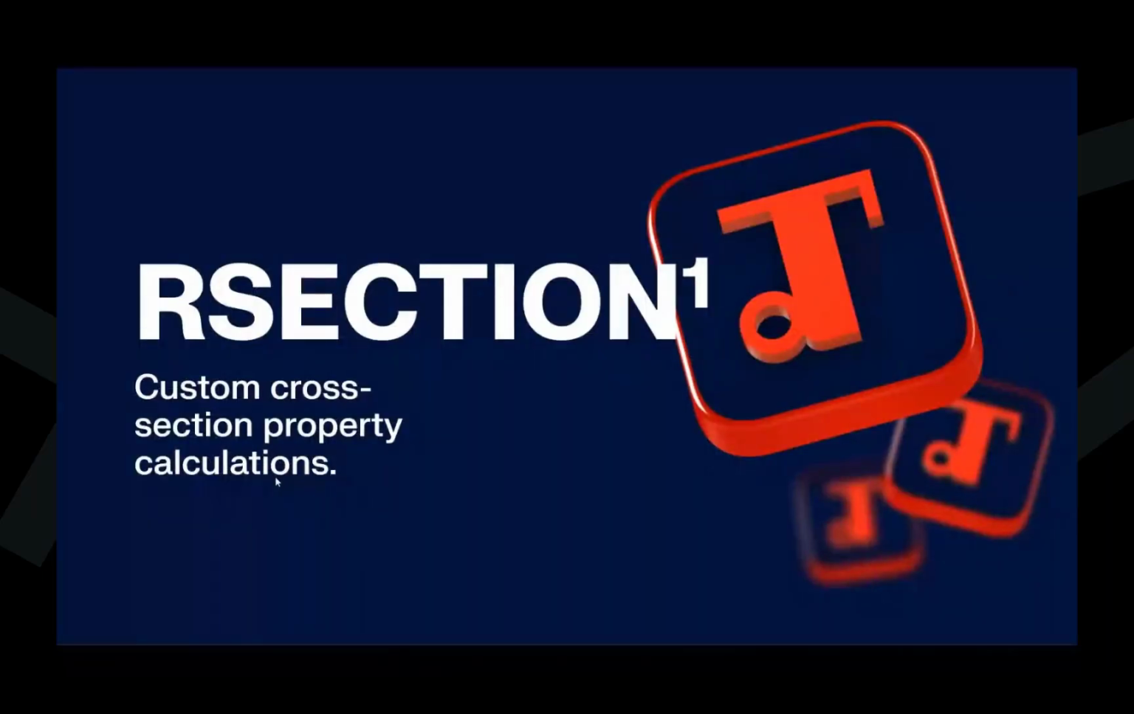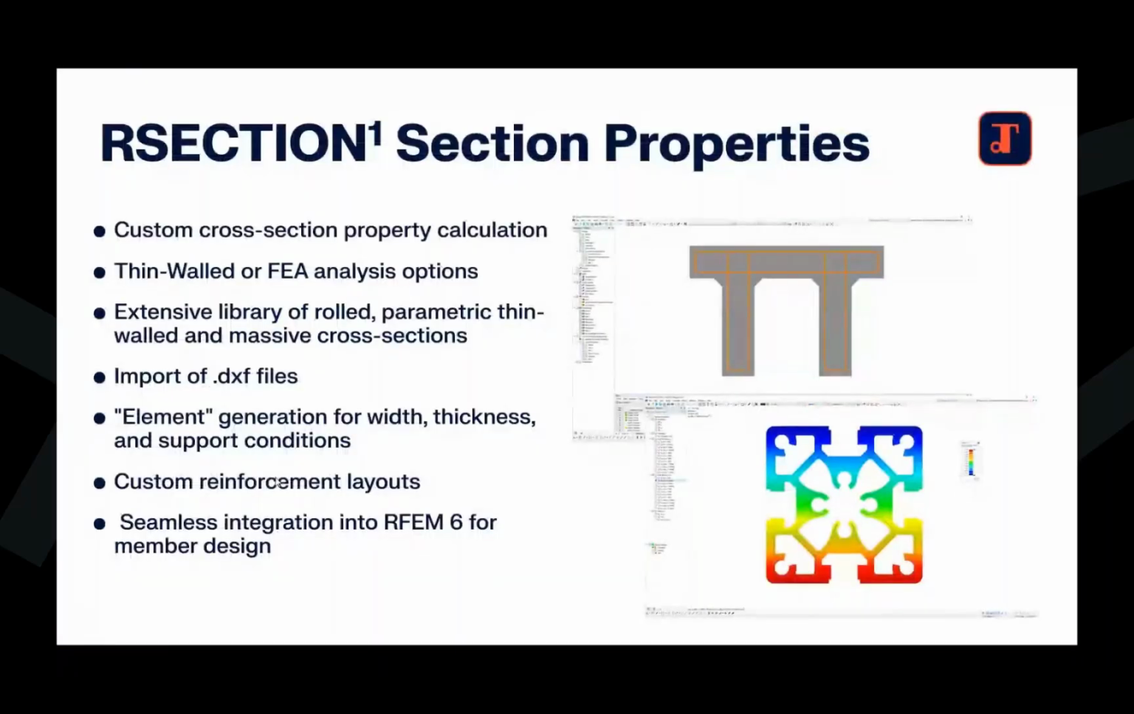So now we'll move away from RFEM and into a couple of our standalone programs. So you have heard me mention our R section program. This helps us calculate the properties of these custom cross sections. And within this standalone program, we have the ability to calculate either for thin-walled elements or an FEA analysis type. So both options are offered for thin-walled cross sections or for more massive type sections like concrete.